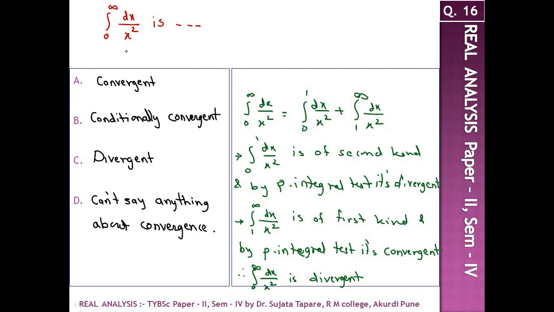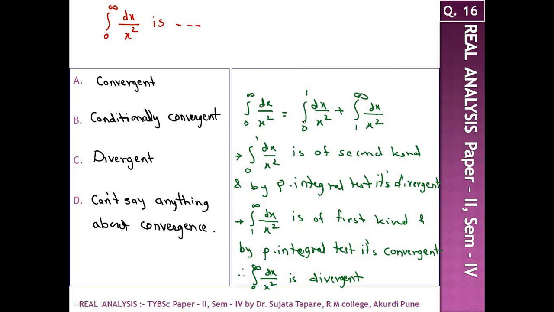Next one: integration 0 to infinity dx upon x square is convergent, conditionally convergent, divergent, or can't say about convergence. This integral is unbounded at x equal to 0 and one limit is infinite, so it is an improper integral of the third kind. So we divide this integral into two integrals so that we get one improper integral of the first kind and one of the second kind. This is of the first kind, this is of the second kind.